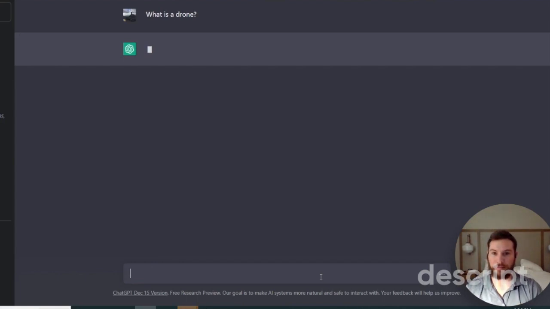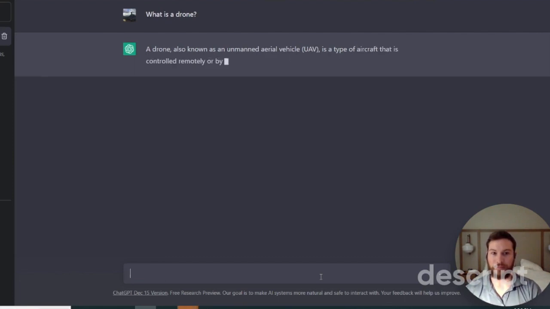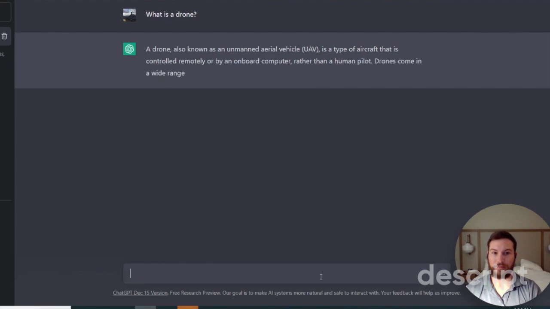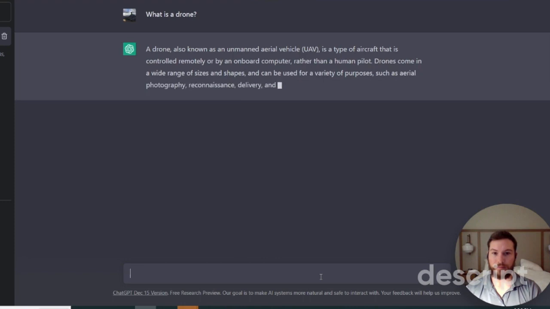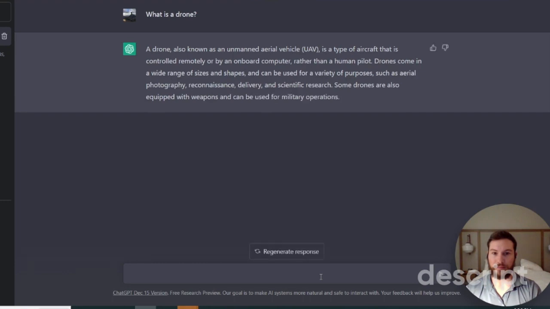A drone, also known as an unmanned aerial vehicle, is a type of aircraft that is controlled remotely or by an onboard computer rather than a human pilot. Drones come in a wide range of sizes and shapes and can be used for a variety of purposes, such as aerial photography, reconnaissance, delivery, and scientific research. Some drones are also equipped with weapons and can be used for military operations.